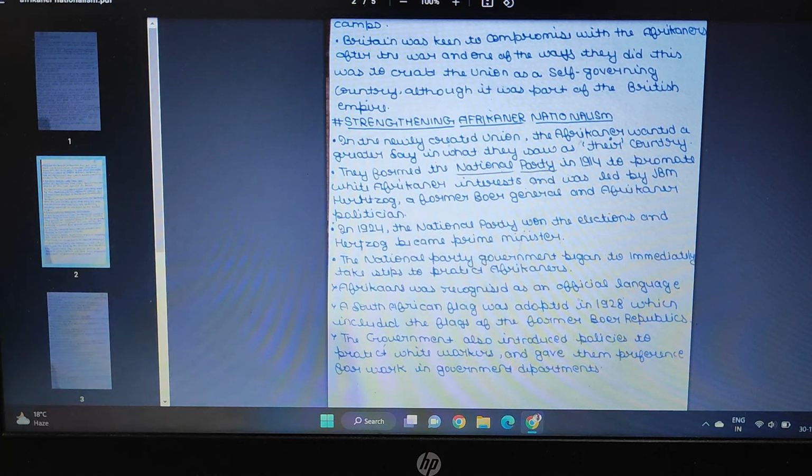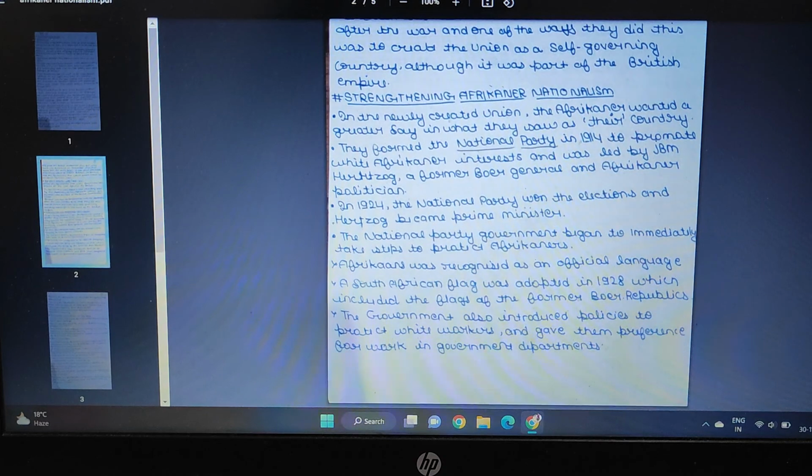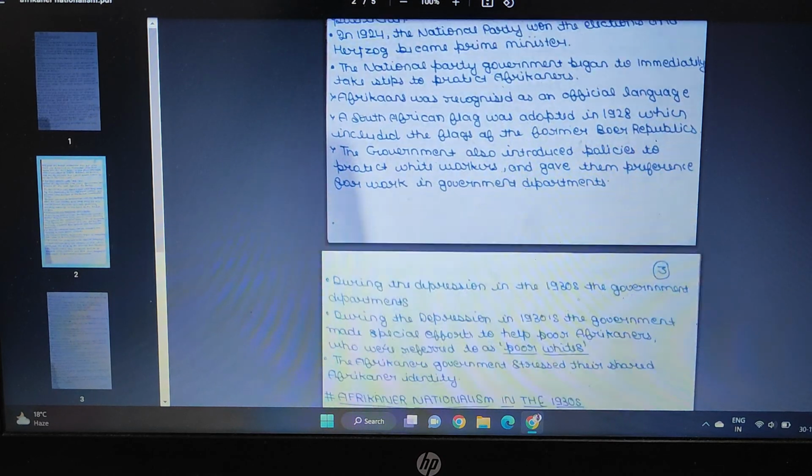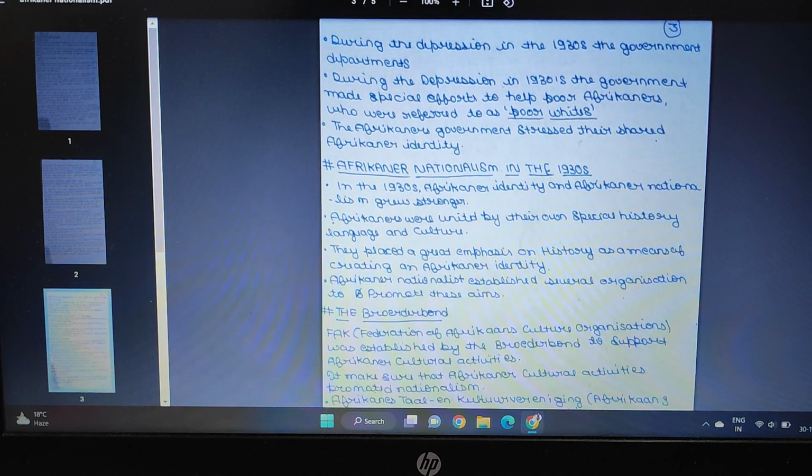So this National Party worked for the white Afrikaners. They also gave them work in the government departments. They fought for their republic. So somehow this party was working for the white Afrikaners.